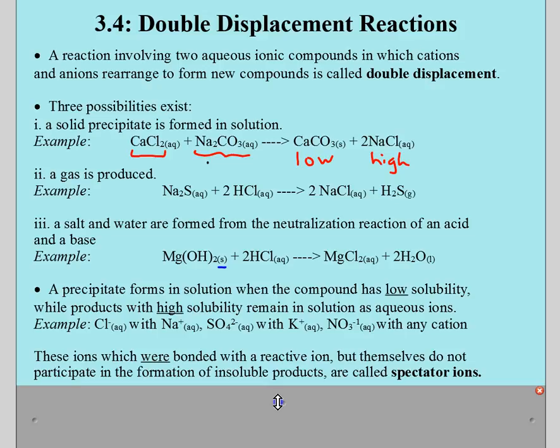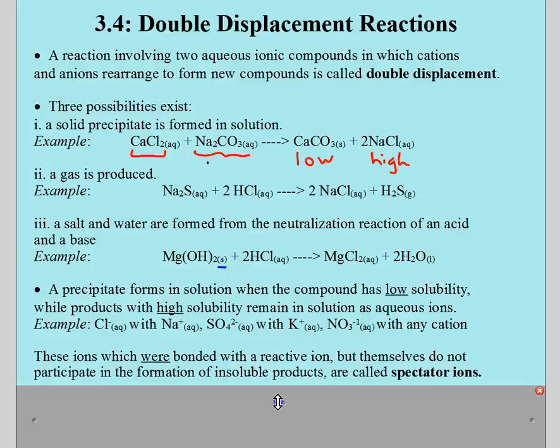So we would call those non-participating ions in these types of double displacement reactions spectator ions. They're just there sort of watching as spectators at a sports match do. They may have driven the athlete to the arena or out to the field, but they're just going to sit and watch. Okay, so you can think of that analogy. So spectator ions do not participate in the reaction, and they don't form insoluble products or precipitates.